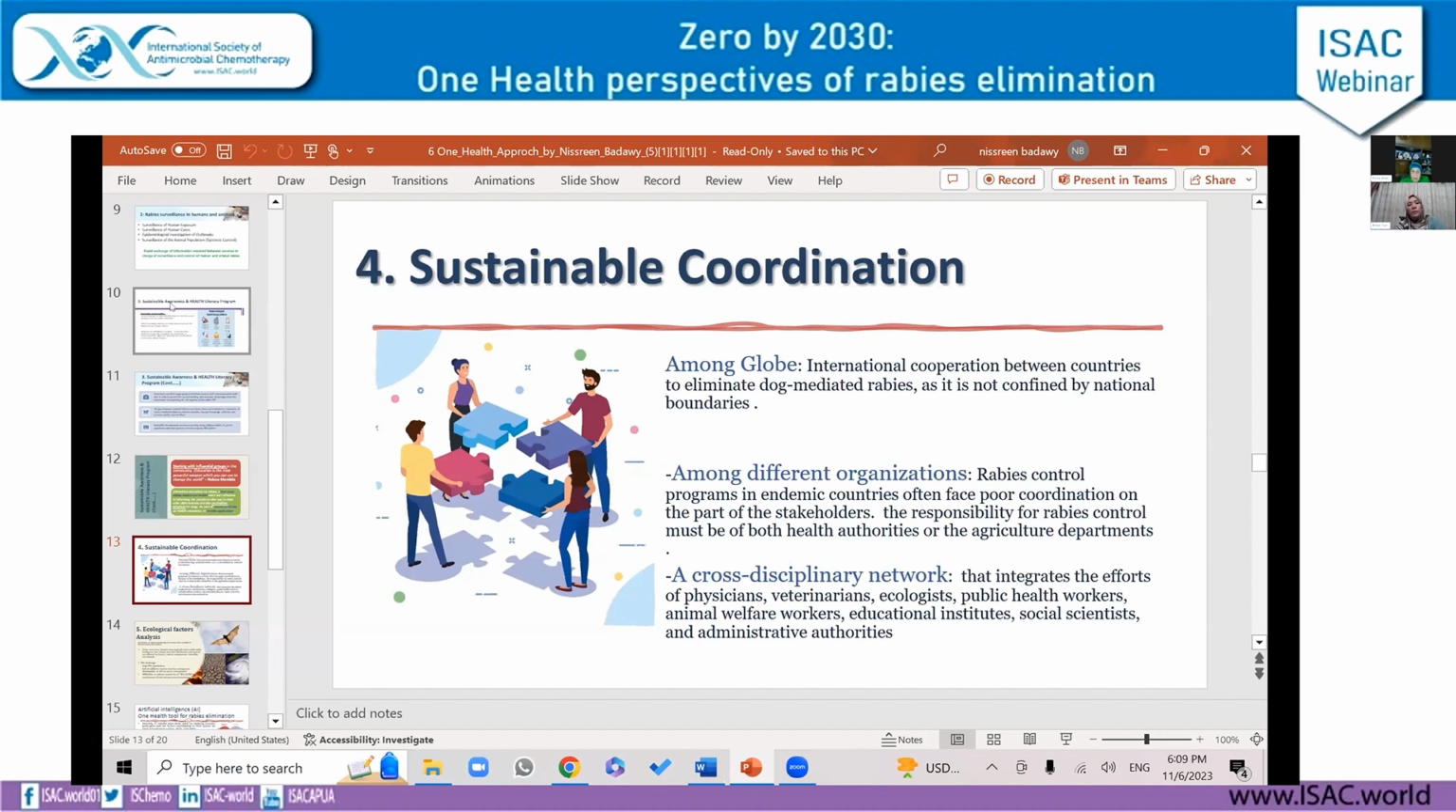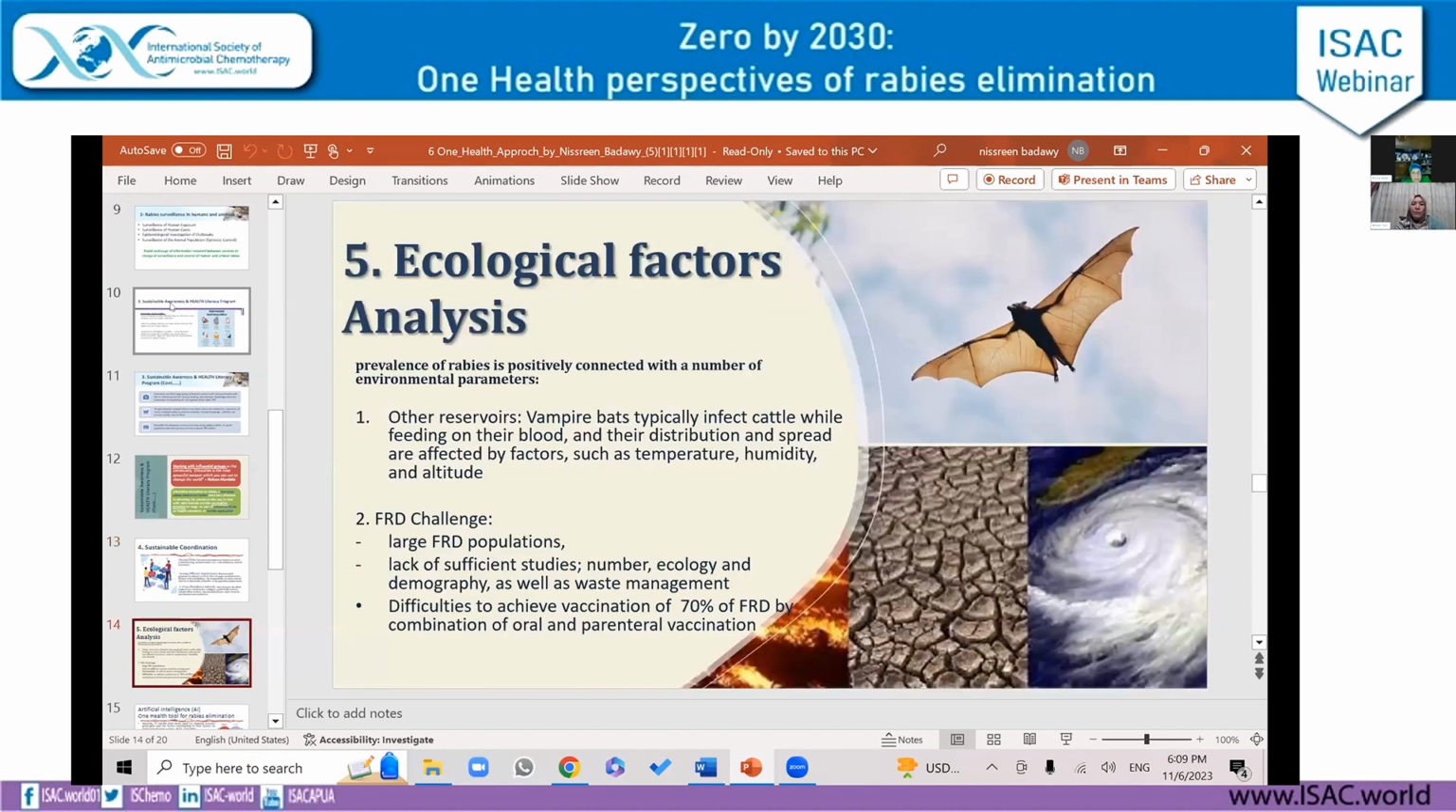Coordination has multiple levels among different organizations across the disciplinary network, including regional, local, and international. Different organizations are concerned with human health, animal health, and environmental control. Multidisciplinary, including physicians, veterinarians, environmental personnel, educational institutes, and most important, administrative authorities to support all activities performed.